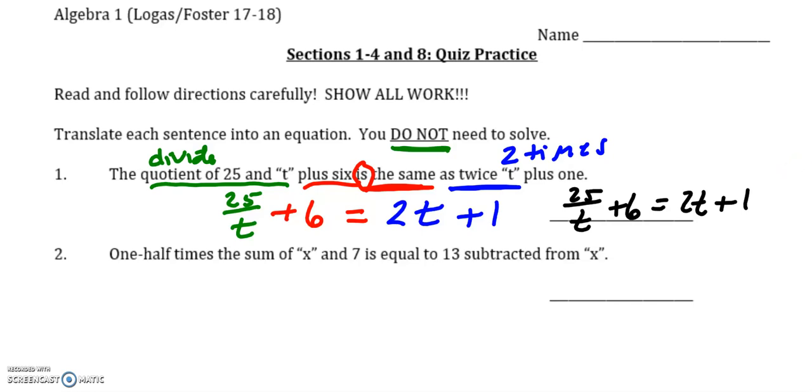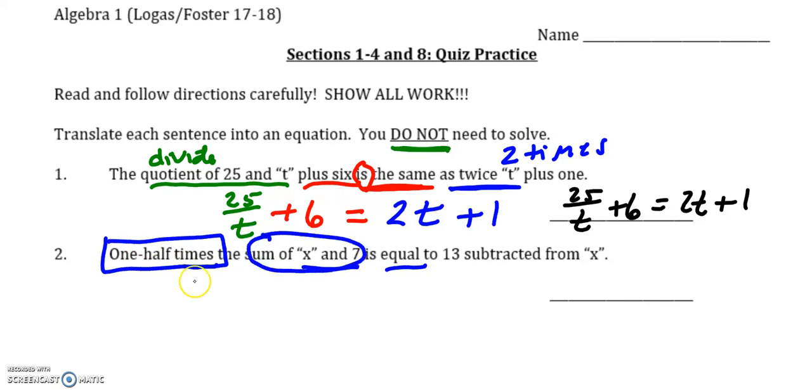The second example, 1/2 times the sum of x and 7 is equal to 13 subtracted from x. So this problem, the 1/2 is multiplying the entire sum of x and 7. So if I'm taking 1/2 times something, the sum of x and 7, remember sum really means addition, so x plus 7 could be written like this, representing sum, and I want to multiply all of this times 1/2. So I'm going to need parentheses there, and then it says that this is equal to 13 subtracted from x.